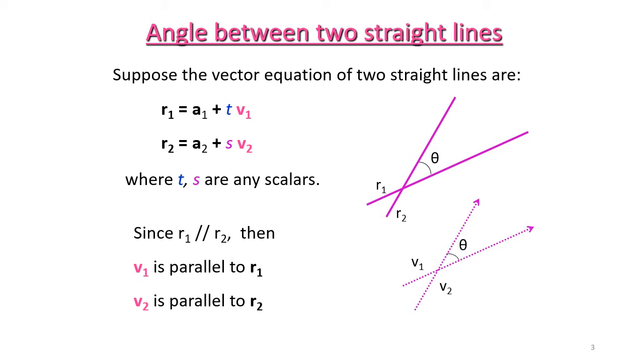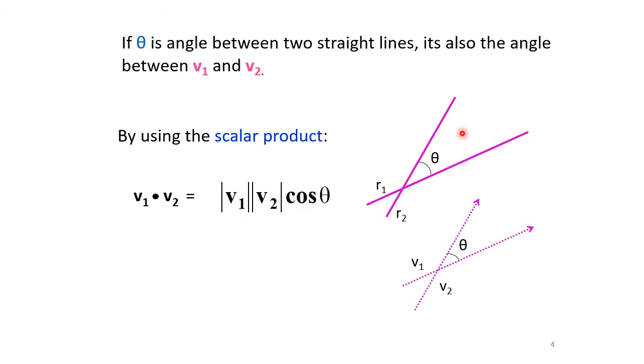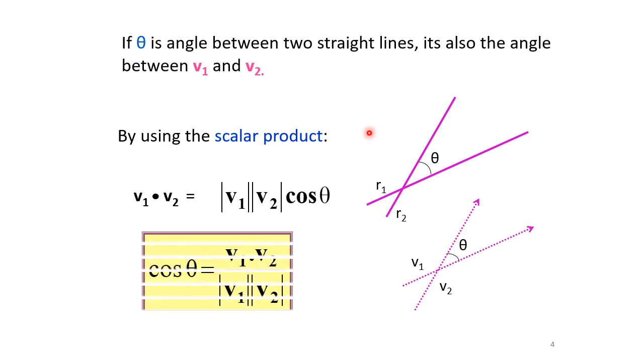I won't discuss the details about this one. You can read what V1 and V2 are. Basically, from line L1, the parallel vector we will take as V1, and from line 2 the parallel vector we will take as V2. Remember from the scalar product, the formula to find the angle is cos theta. So from here we can write down cos theta equals V1 dot V2, over magnitude V1, magnitude V2.